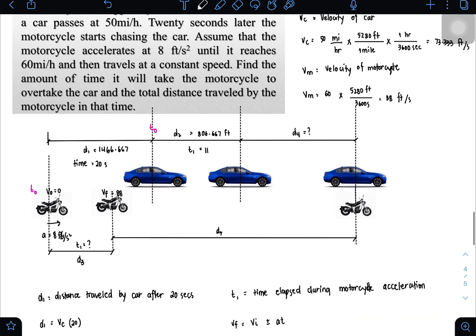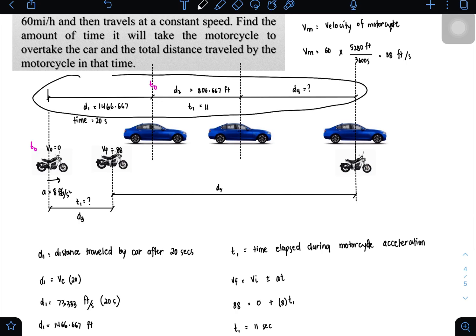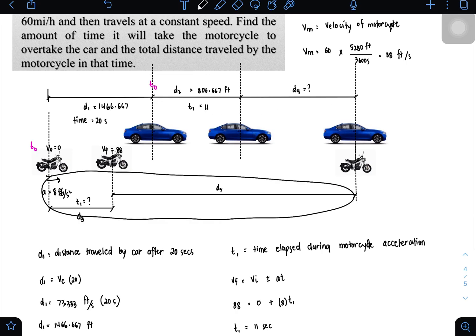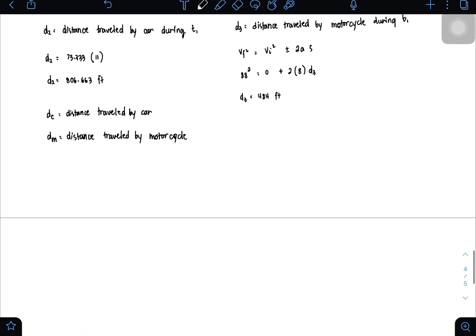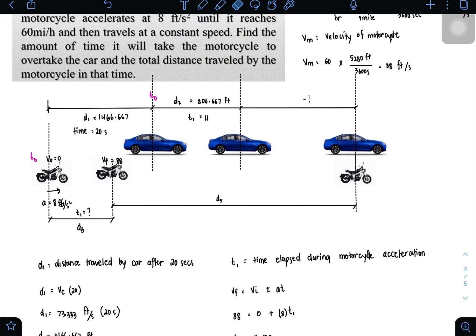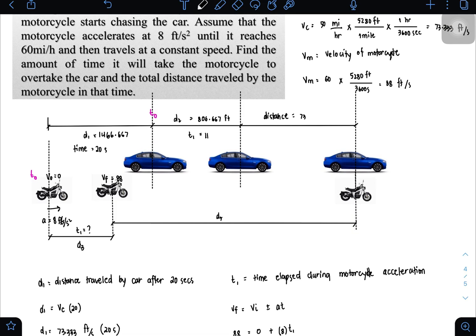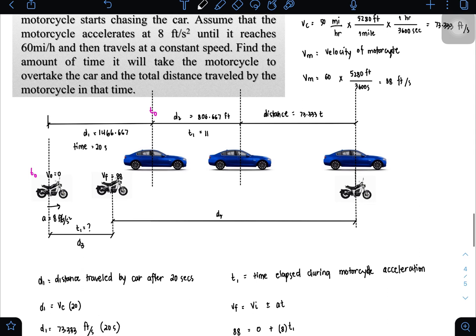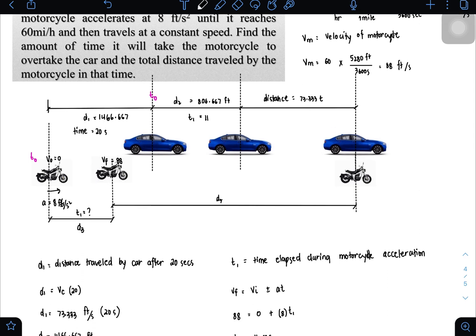So as you can see here in the analysis, the distance traveled by the car is just equal to the distance traveled by the motorcycle. So we'll have DC is just equal to DM. So what is DC? By the way, I'll just write this down here as the distance, and that's equal to the velocity, which is 73.333 times the time, times t, because we don't know that time yet.